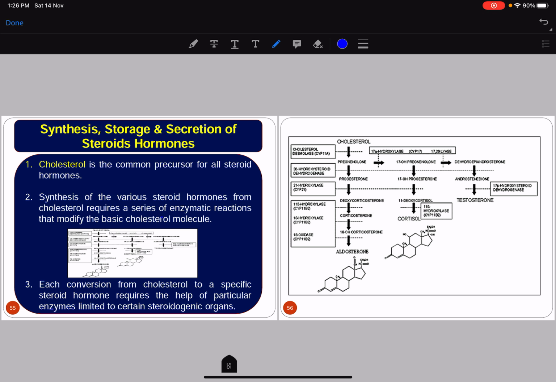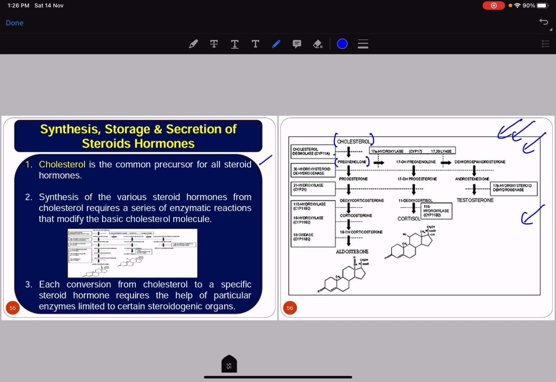This is the explanation: cholesterol is the common precursor to all steroid hormones. Synthesis of various steroid hormones from cholesterol requires a series of enzymatic reactions that modify the cholesterol. Conversion from cholesterol to a specific steroid hormone requires the help of particular enzymes. This diagram here shows the detailed form of how steroid hormones are synthesized. Again, cholesterol as the precursor undergoes enzymatic reaction, with this enzyme, and is converted into pregnenolone.